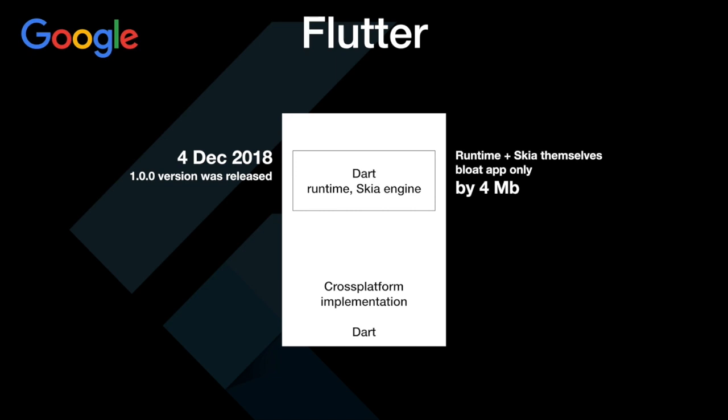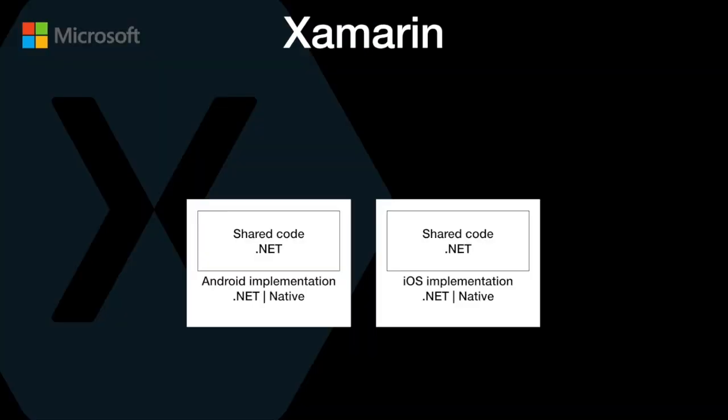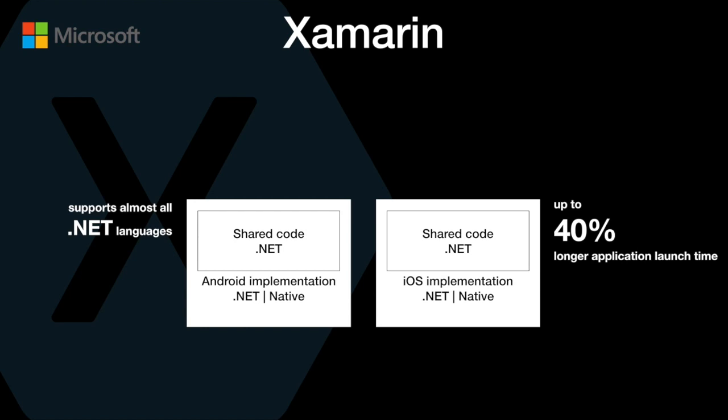But in practice, it's not that fast, and it increases application size. Not significantly, but it increases. And now let's talk about frameworks which allow you to write a shared codebase and custom implementations of platform code. For example, Xamarin by Microsoft. It supports almost all .NET languages such as C#, F#, etc., but it doesn't support some languages like Iron Python, Iron Ruby, which are dynamically executed.